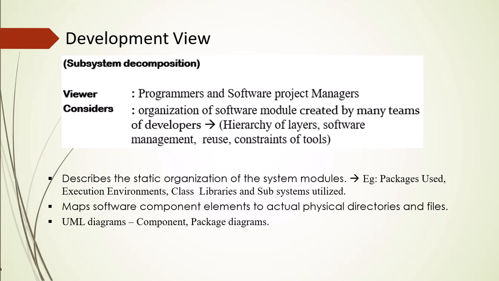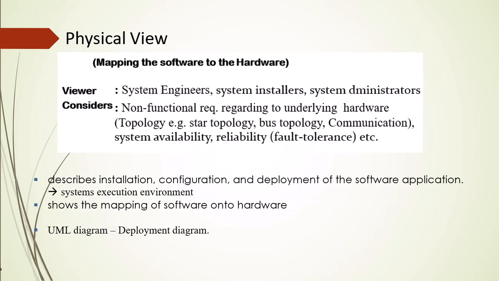The system execution environment is included. It shows the mapping of software onto the hardware. The UML diagram used for this physical view is the deployment diagram. So the deployment diagram in UML is basically from the perspective of the physical view. Relationship among the views.